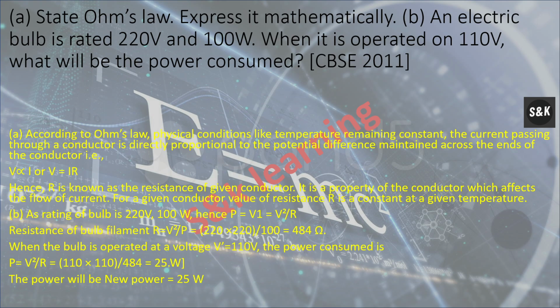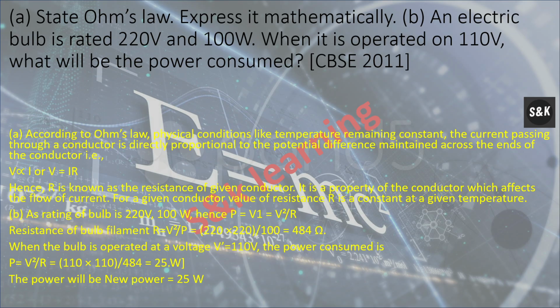State Ohm's law. So according to Ohm's law, physical conditions like temperature remaining constant, the current passing through a conductor is directly proportional to the potential difference maintained across the ends of the conductor, i.e. V is directly proportional to I, or V equals IR. Here R is known as resistance of a given conductor. It is a constant. It is a property of the conductor which affects the flow of current. For a given conductor, value of resistance R is a constant at a given temperature.